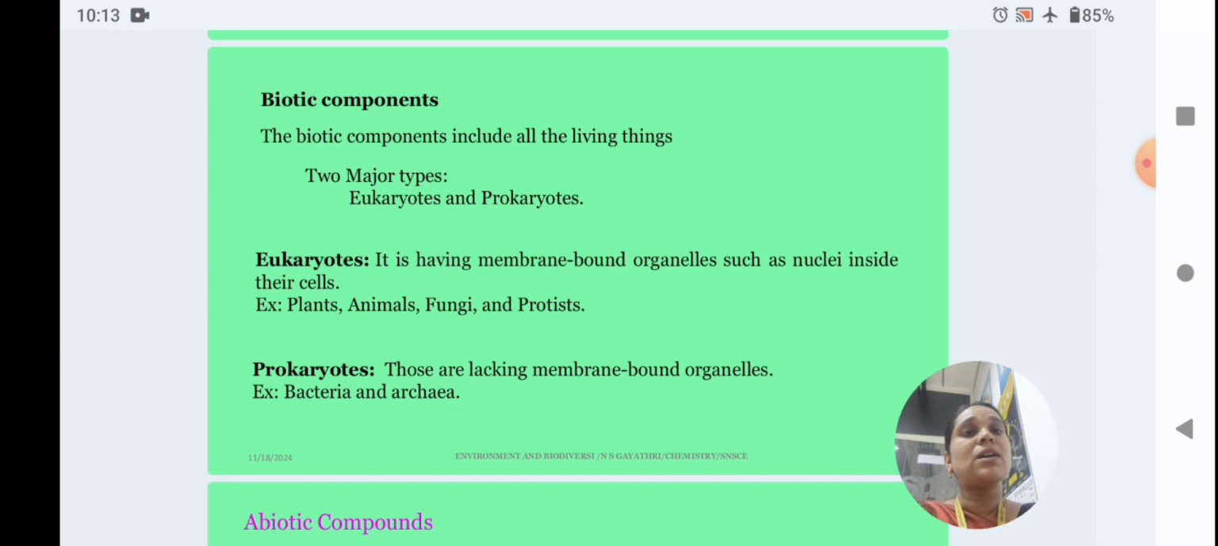Eukaryotes have membrane bound organelles, such as nuclei inside their cells. Examples are plant, animal, fungi, protist, etc. Prokaryotes lack membrane bound organelles. Examples are bacteria and archaea. So there are two types of biotic components, eukaryotes and prokaryotes.